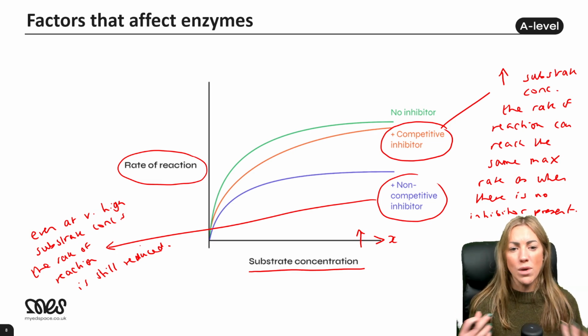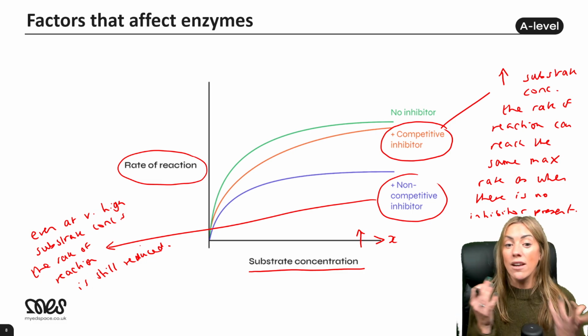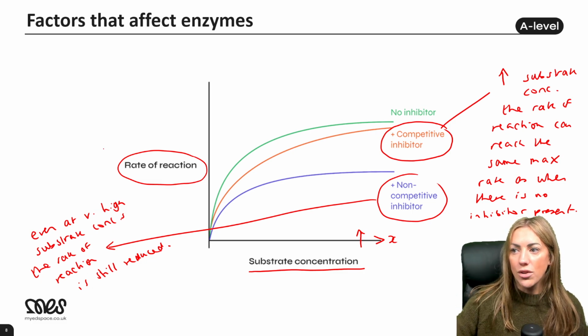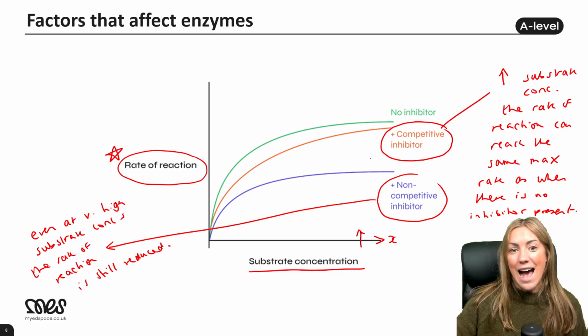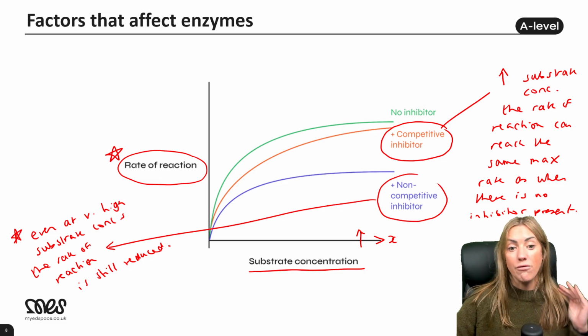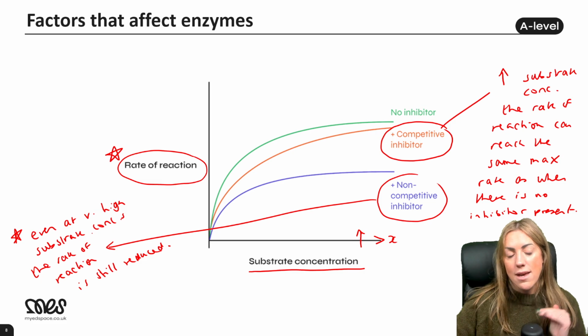So if you're unsure which type of inhibitor it is, you can increase the substrate concentration and look at the effect on the rate of reaction. So if it's a competitive inhibitor, at high substrate concentrations, the rate of reaction will reach the same maximum rate as if there is no inhibitor present. Whereas if it's a non-competitive inhibitor, even at very high substrate concentrations, the rate of reaction will always be reduced. That's probably the hardest thing to understand.